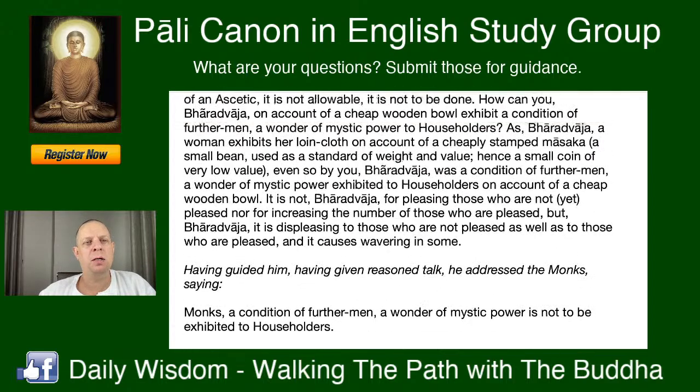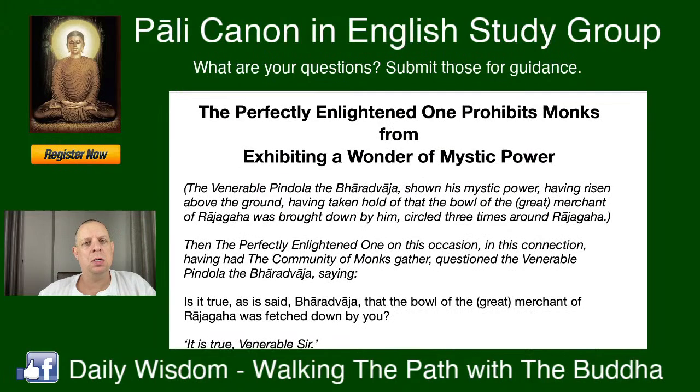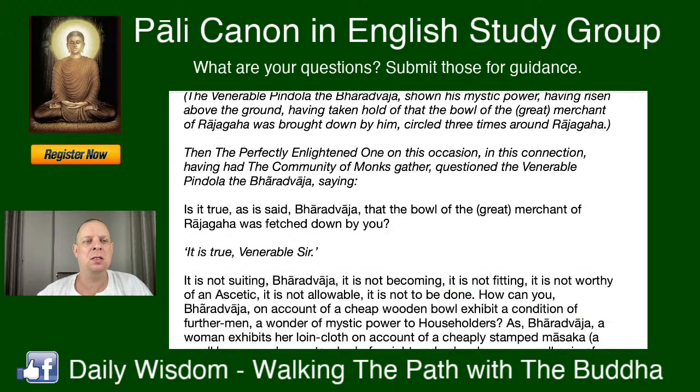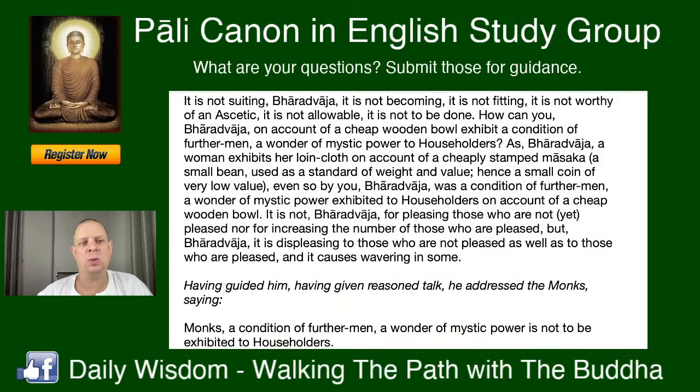Okay, thank you, Miranda. So what the Buddha is doing here is, there was an ascetic who basically was showing off, right? He was showing off this mystic power of being able to, it sounds like, levitate and grab this bowl out of the sky and bring it back down for a merchant. And the Buddha found out about this and he's like, "Hey, why did you do this? Did you do this?" And the ascetic admits, "Yeah, that's what I did."